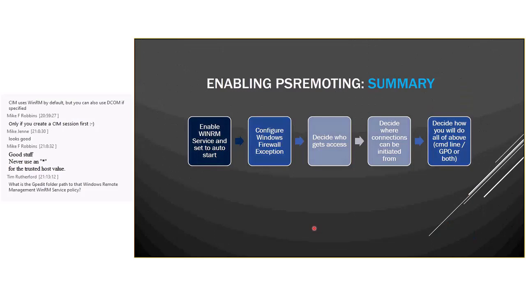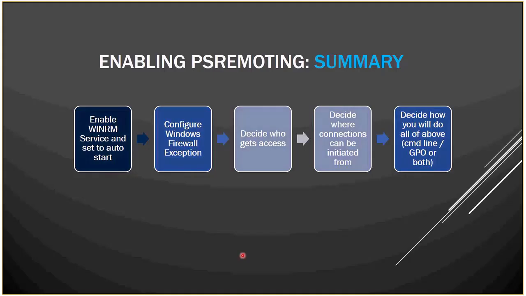So let's wrap up remoting. There's really 5 areas to concern yourself. It's very simple to turn on remoting. You're going to set that WinRM service to auto start. You're going to use either group policy or the command line option to enable WinRM. You have to poke a hole in the firewall. I hope we're using firewalls, but if you're not, that doesn't pertain to you.